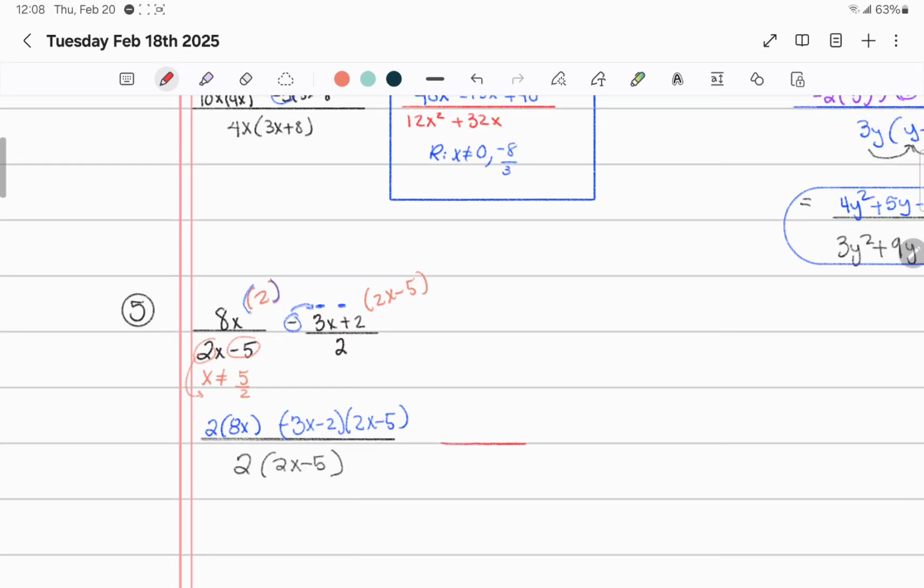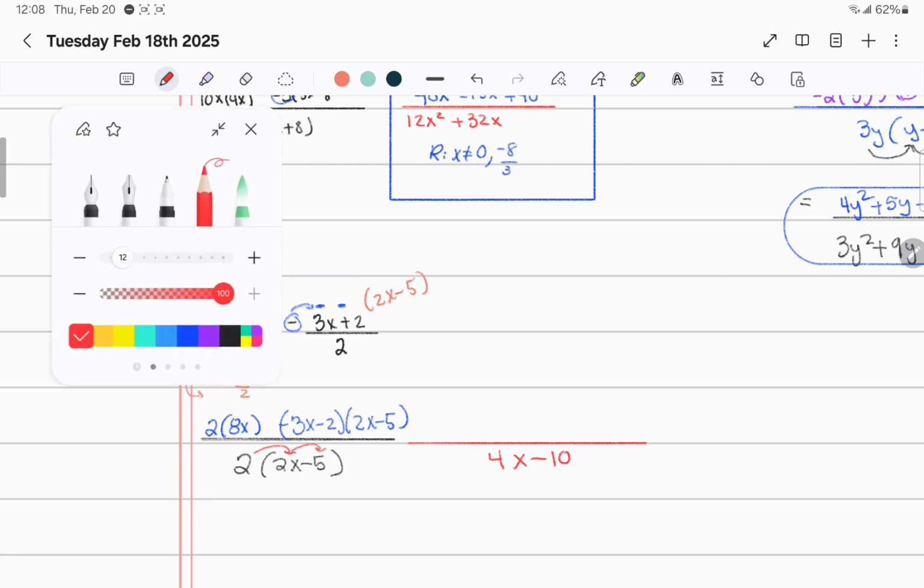Okay, so the bottom, 2 times 2 is 4x, and then 2 times -5 is -10. Let me expand that. It's going to be a little more. 4x minus 10. So 2 times 2 is 4x. 2 times -5 is -10.